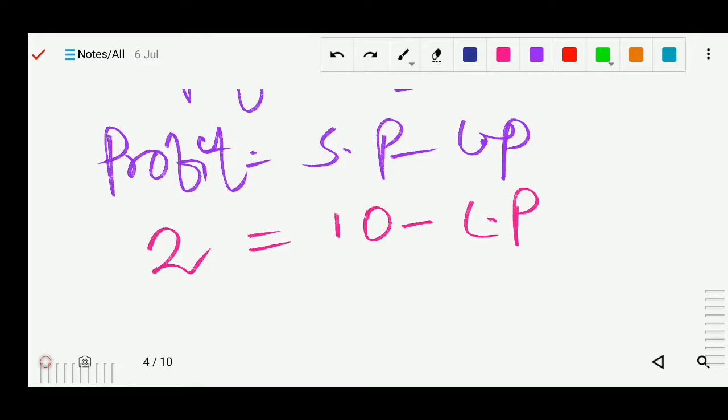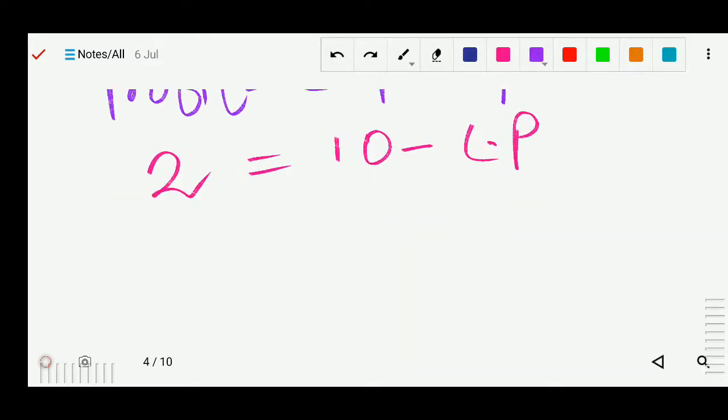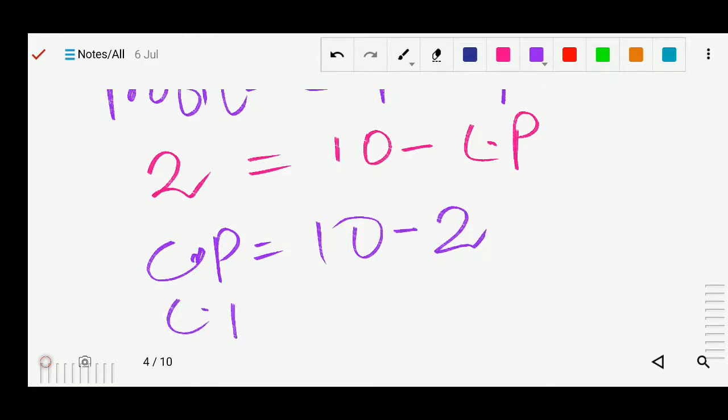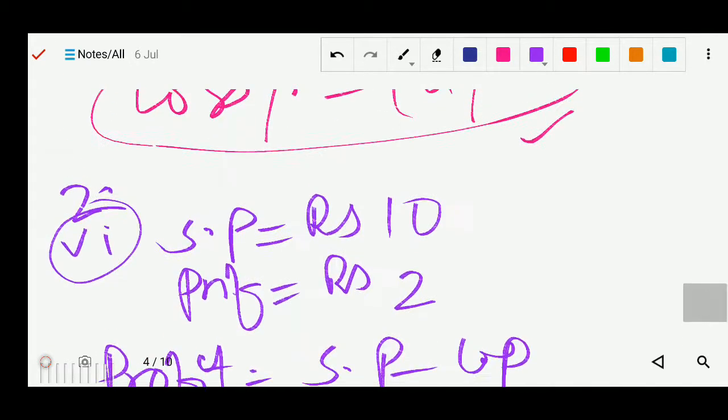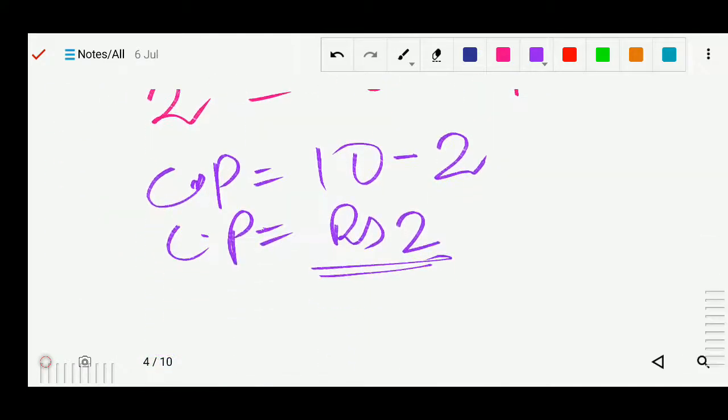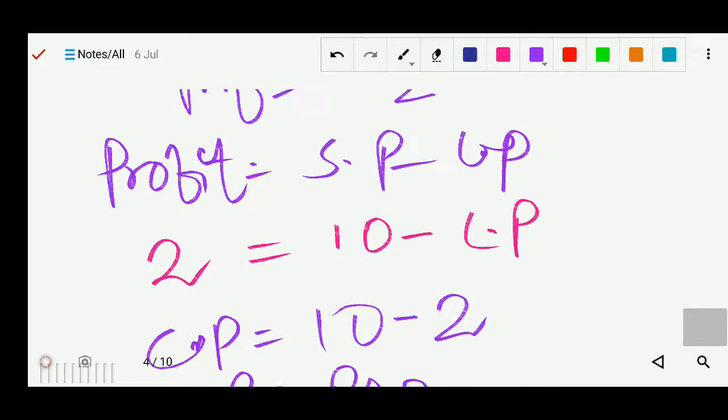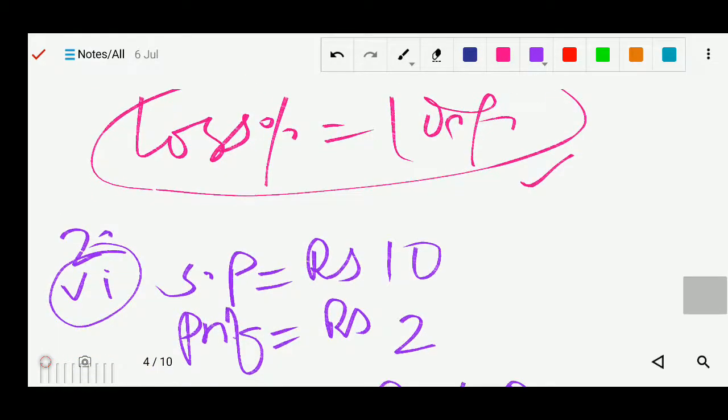Okay, so now after sending, the sign will be changed. So minus will be plus. So CP will come to the left side. So CP, cost price equals to 10 is already there, it will remain on that side, and 2 will be moved to the right side, so this will be minus 2. So cost price equals to 10 minus 2, that is, 10 minus 2 will be 8. We have the cost price 8 rupees and selling price 10 rupees.